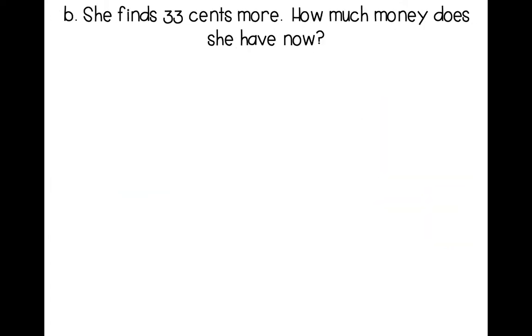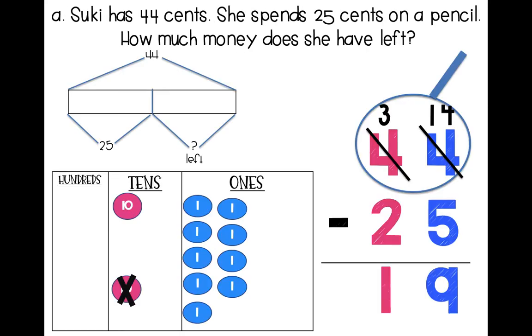This problem has a part B. She finds 33 cents more. How much money does she have now? Again, we need to start by drawing what we know. We know that she was left with 19 cents. We know that from this other problem, part A. We found that she has 19 cents left.